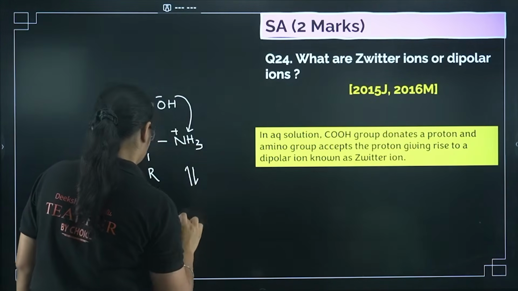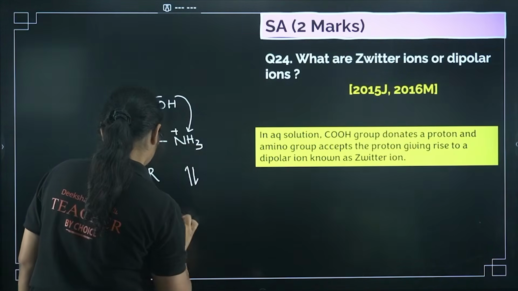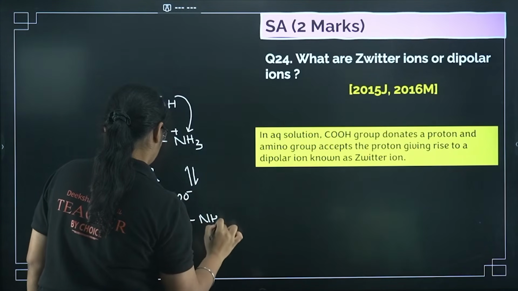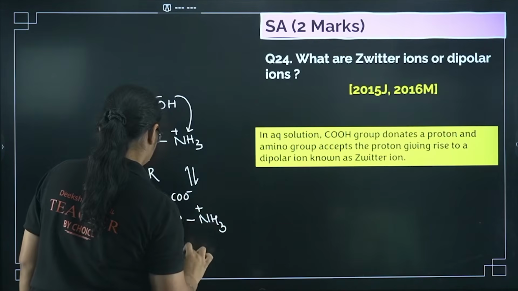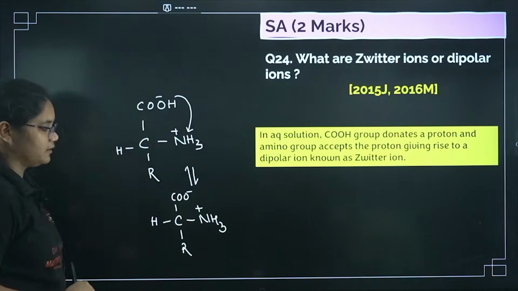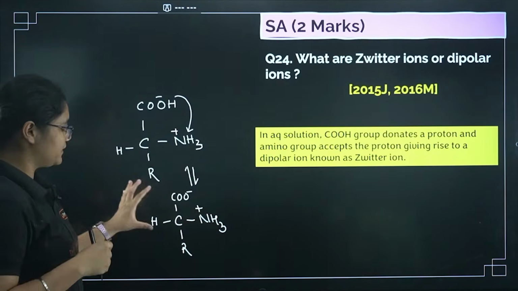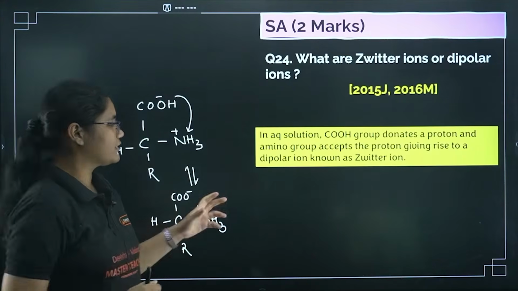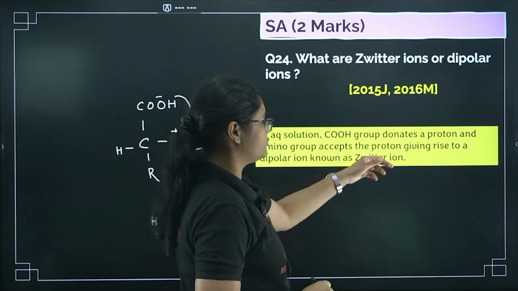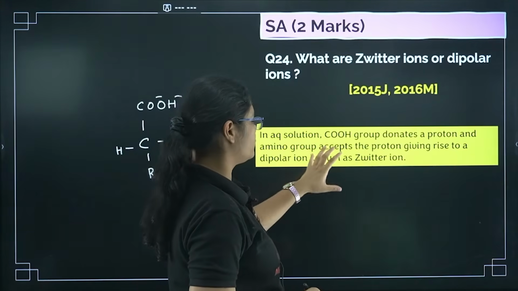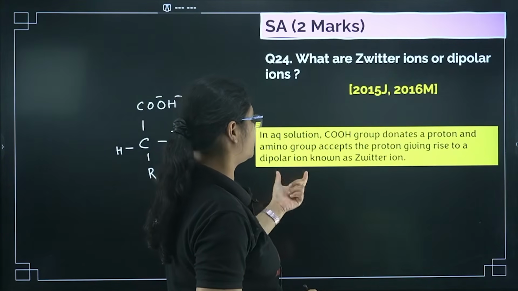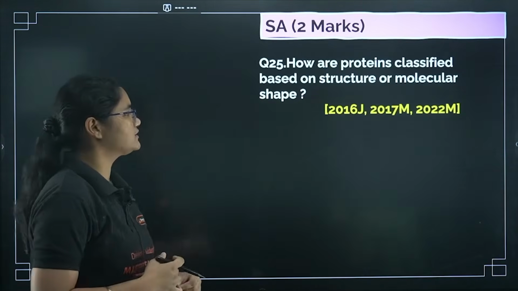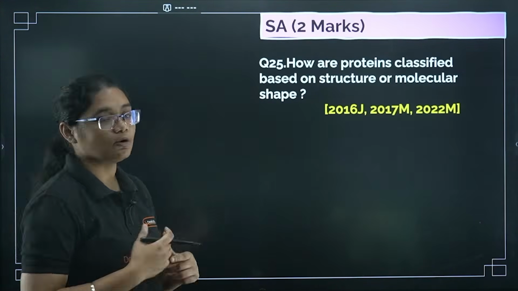The structure formed here is CH with COO minus, NH3 plus, and the R group. This structure is a Zwitter ion structure. So in aqueous solution, the COOH group donates a proton and the amino group accepts a proton, giving rise to a dipolar ion known as a Zwitter ion.